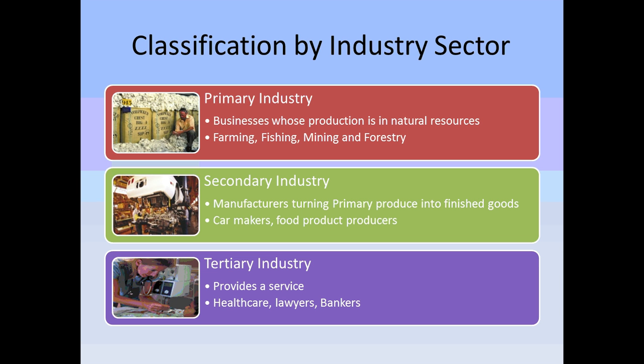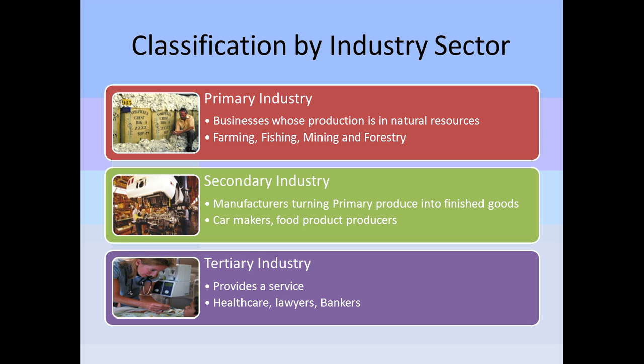Tertiary industry, and by far the largest industry group, is involved in providing a service. This ranges from healthcare and education through to lawyers and bankers, also down to just basic retail, so retail services. Approximately 80% of people employed in Australia are in the services industry. It's the fastest growing industry sector in the world, and particularly in Australia.